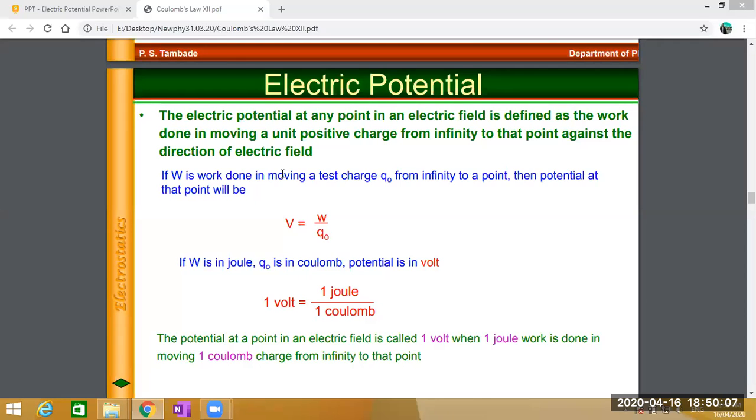And this joule per coulomb itself is called volt, because Alessandro Volta invented the cell. So in respect of him, the unit joule per coulomb is now known as volt, and is abbreviated as V. So 1 volt of electric potential means if 1 joule of work is done in bringing unit positive charge from infinity to a certain point, then potential at that point is said to be 1 volt.